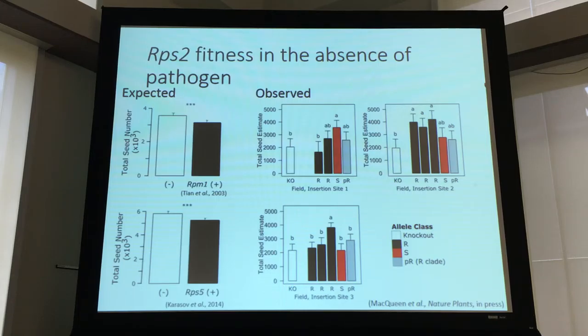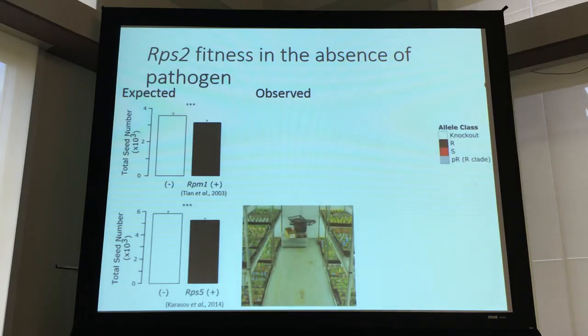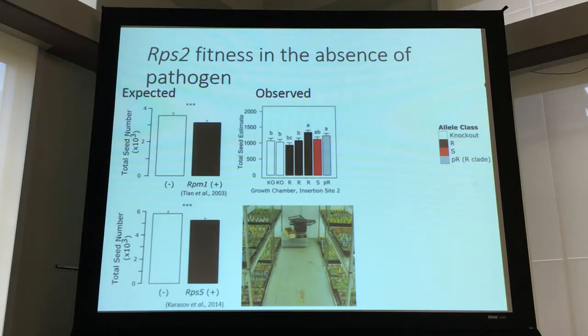And so we thought, maybe there was pathogen in the field and we just didn't detect it. So I repeated this experiment a second time in the growth chamber where we were much more certain that there was no pathogen present. And I again observed similar results. Again, no consistent difference in fitness between the resistant and susceptible lines, but a couple of lines with a copy of RPS2 that were more fit than the knockouts.